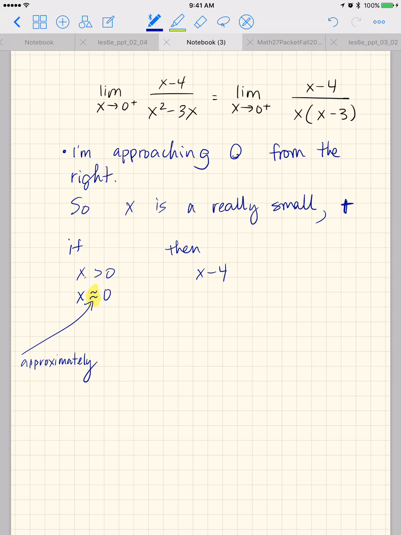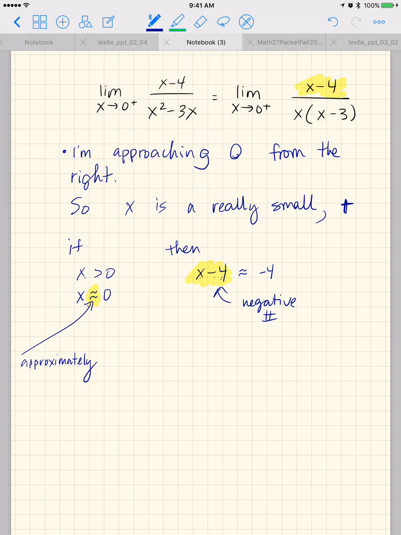And the reason why this part is important is because for x minus 4, think about it like this. If x is approximately 0, x minus 4 is going to be a negative number. So x minus 4 is approximately negative 4. So it's a negative number. Now, that is our numerator, x minus 4. So what I'm going to do is figure out for each component of my rational function, what's the sign?